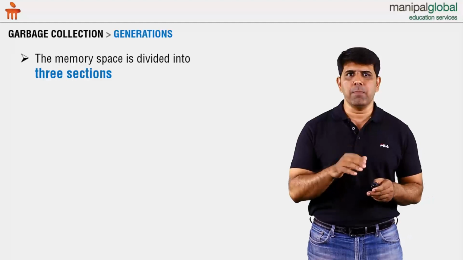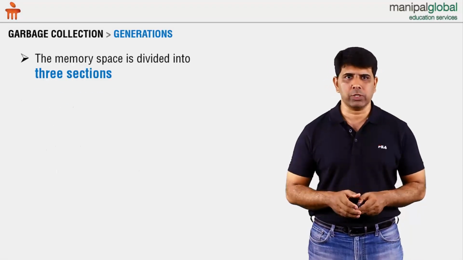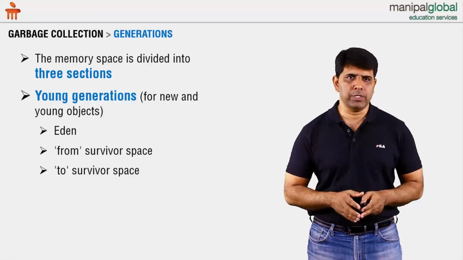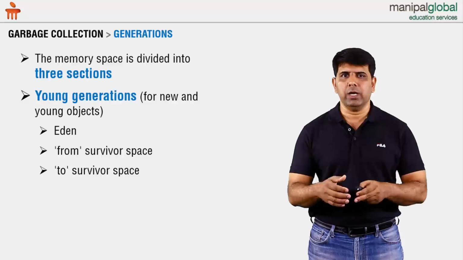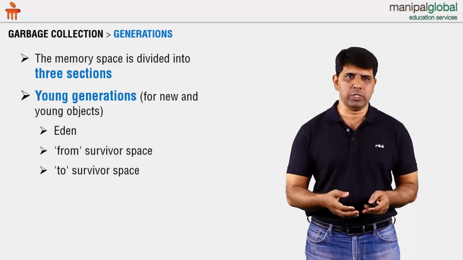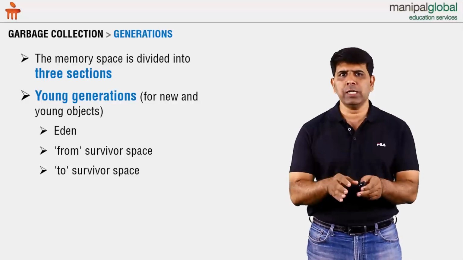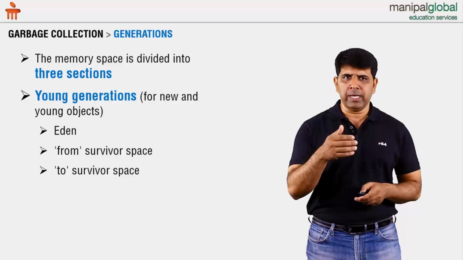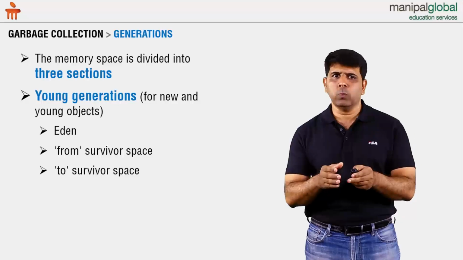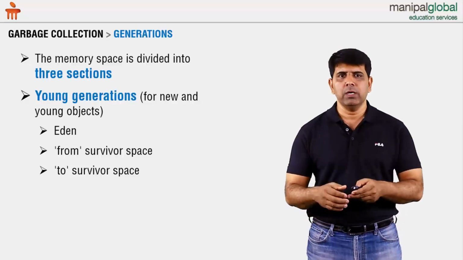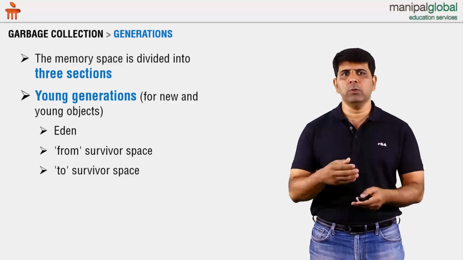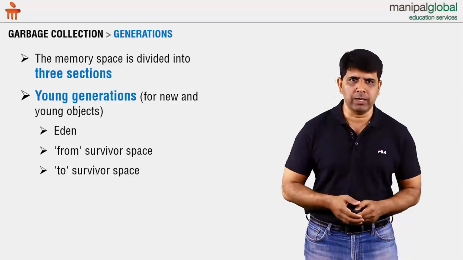Let's consider the memory space as if divided into three sections. Younger generation for new and young objects. When you say new and young objects, a newborn object or probably an object that passed a couple of garbage collections, they are still young, and generally smaller objects. Now the younger generation is divided into three parts. Eden, there is a survivor space, we call it the from survivor space, and there is another survivor space called the to survivor space. This from and to periodically interchange, so we'll come to that in a minute.